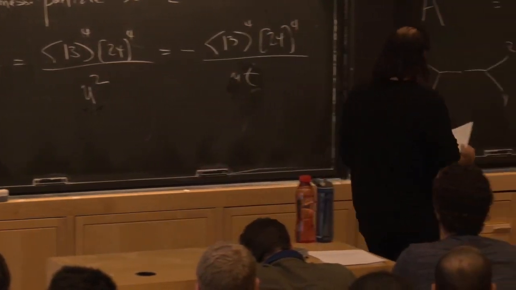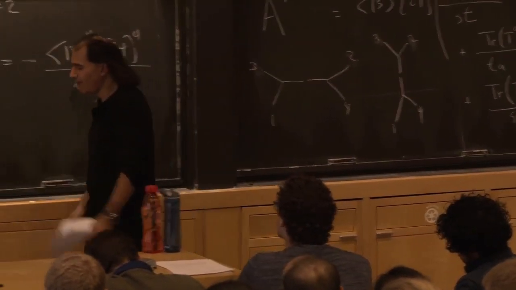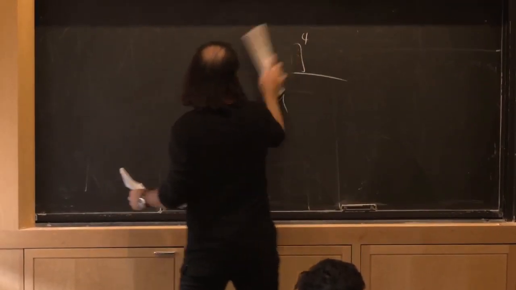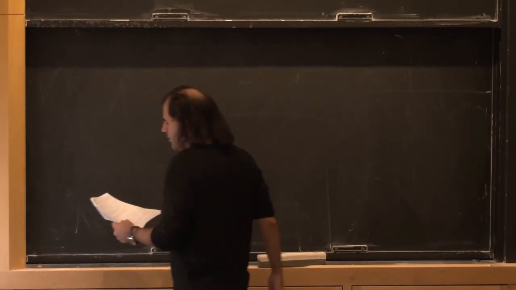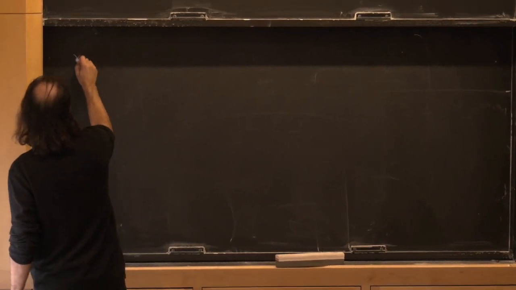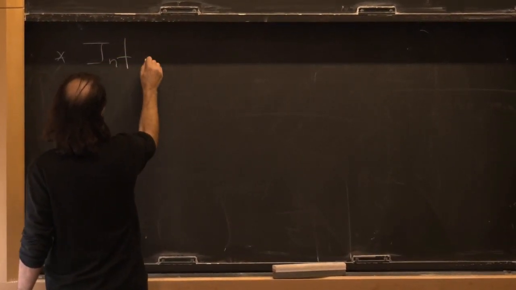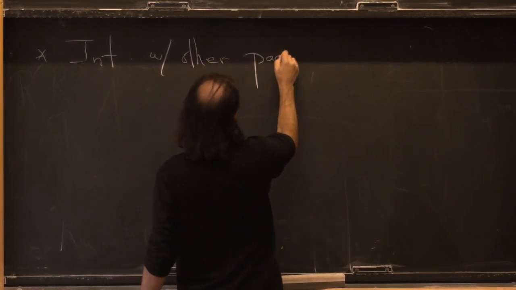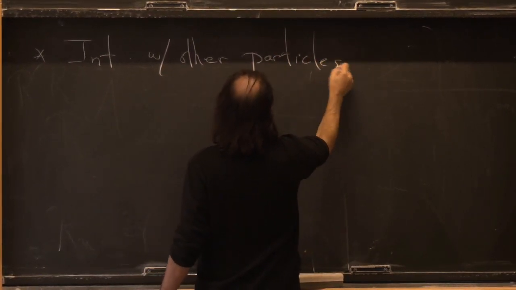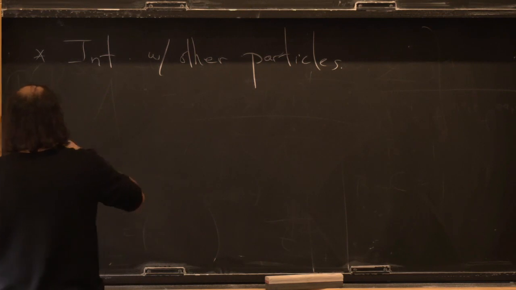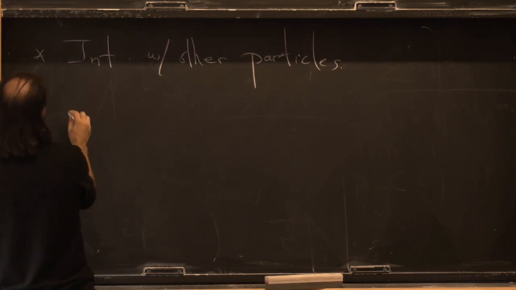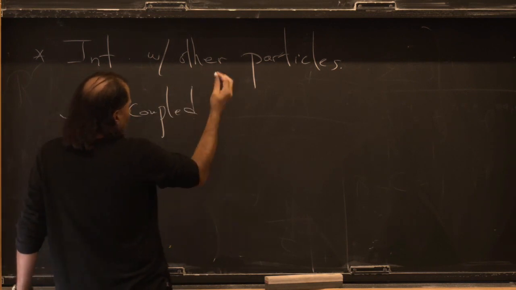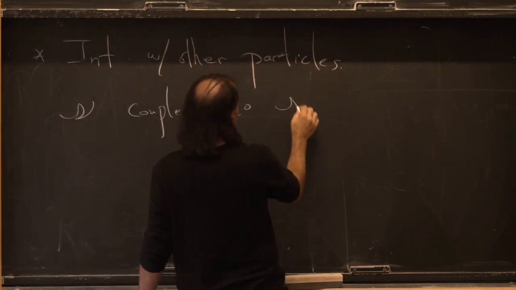Now let's keep going and ask for interactions of massless particles of spin S with other particles. So let's say we have a spin S particle. Now we have interaction with other particles. So let's say we have a particle of spin S coupled to a photon, coupled to something of spin 1.